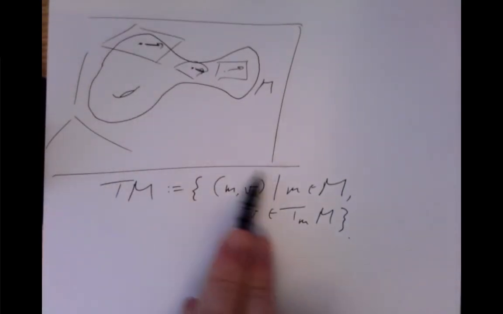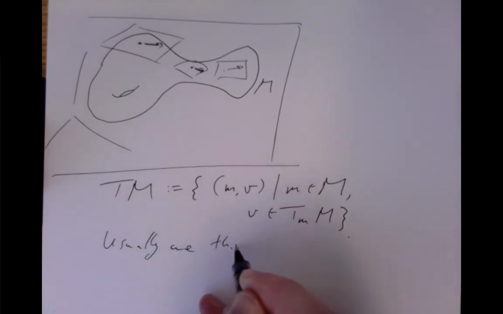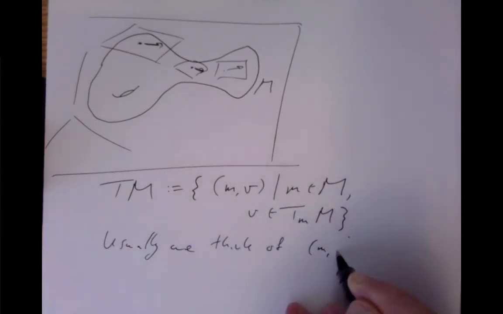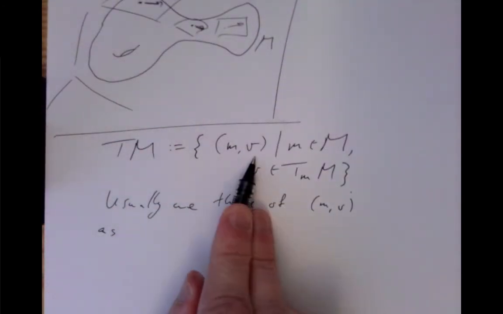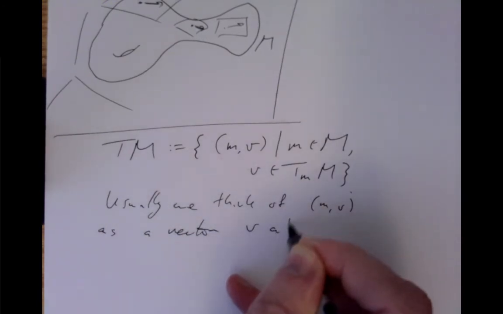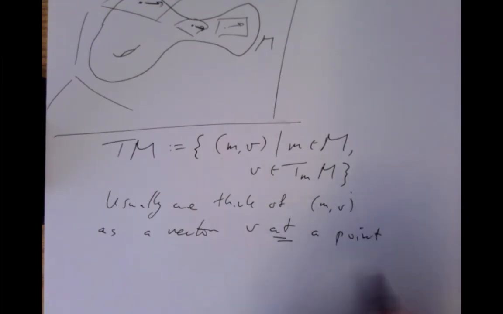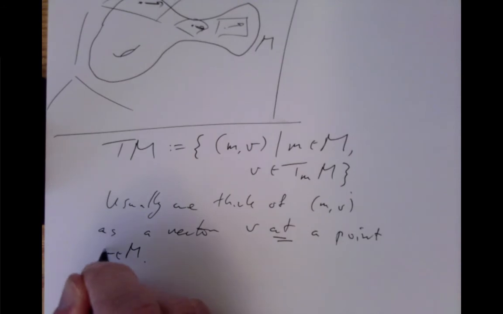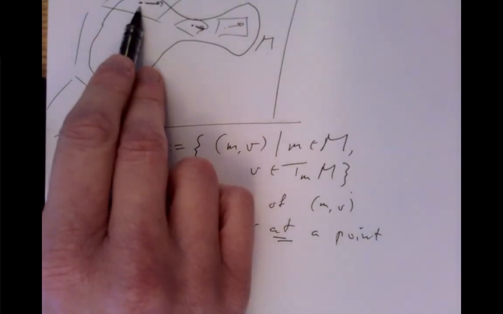There's a bit of notational trouble here. We think of a pair M and V as, it's convenient sometimes to actually write it as a pair (M, V), but we usually think of it as a vector V at a point, at, whatever at means. It's at a point M, right? That means, in other words, that it's in the tangent space at that point. So I want to think of it then that different vectors are thought of as being at different points. In other words, their tails stick out of different points.